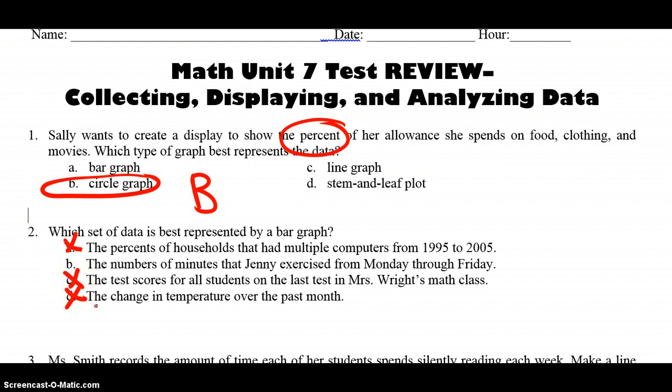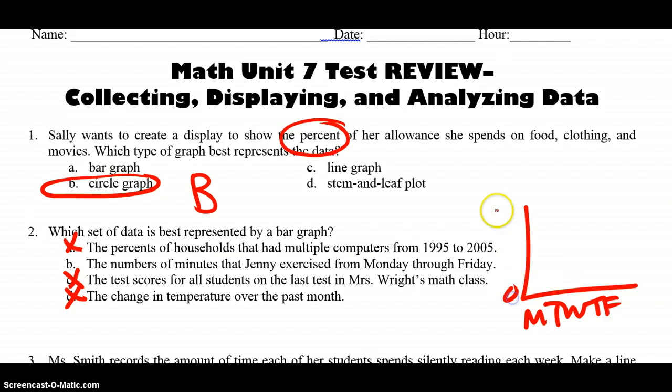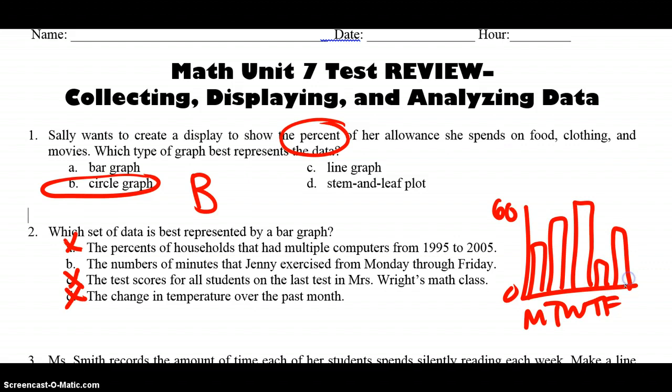And that leaves B, the number of minutes that Jenny exercised from Monday through Friday. Okay, I could have a graph, Monday, Tuesday, Wednesday, Thursday, Friday, and the number of minutes, 0 to 60. Okay, and I could make my bar graph. So the answer to 2 is also B. Next one.